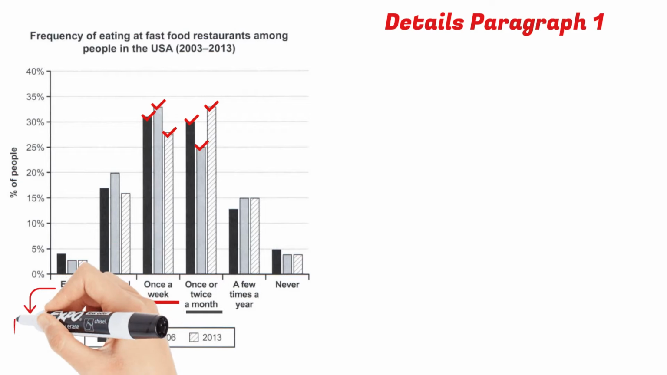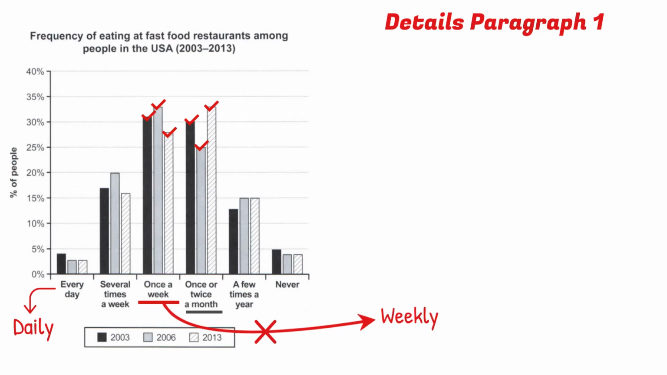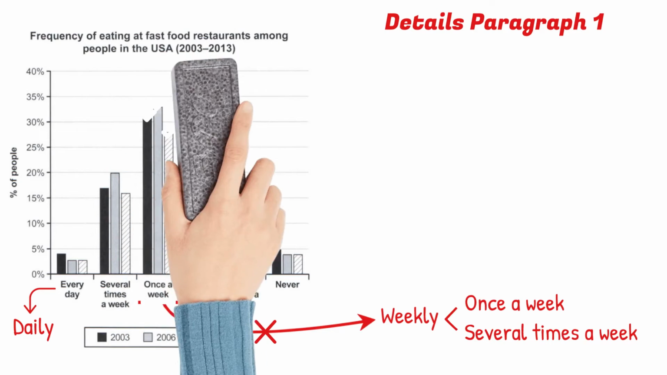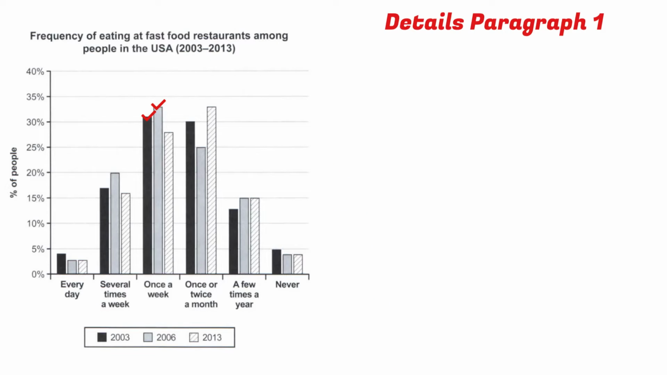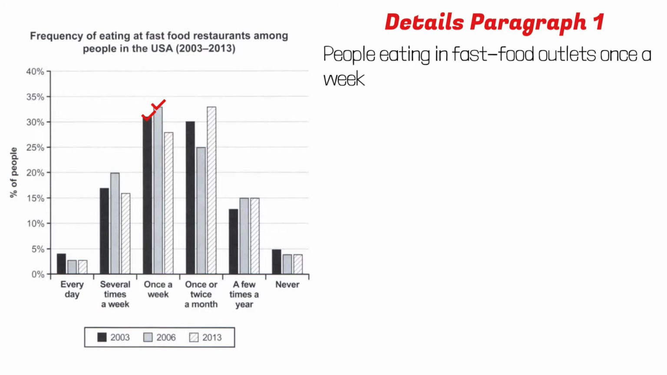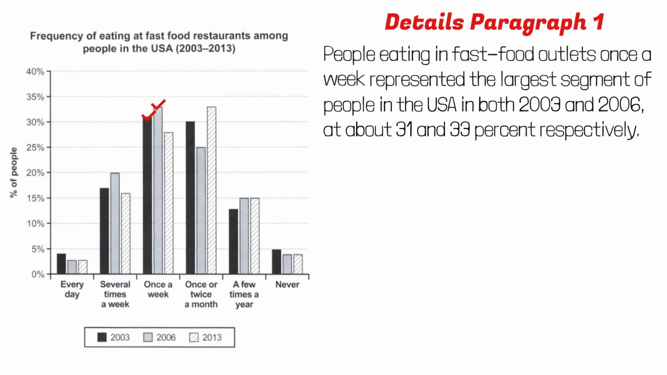Even though you can change every day to daily, you shouldn't change once a week to weekly. This is because weekly can mean once a week or several times a week, so we should just use the original wording. I will first say these 2 numbers are the biggest in 2003 and 2006. People eating in fast food outlets once a week represented the largest segment of people in the USA in both 2003 and 2006 at about 31 and 33% respectively.